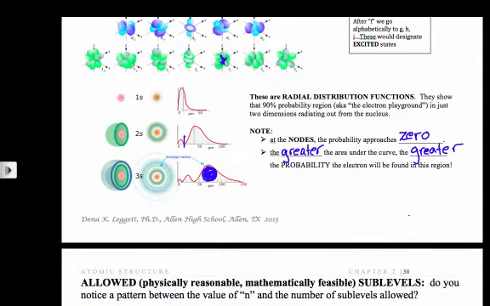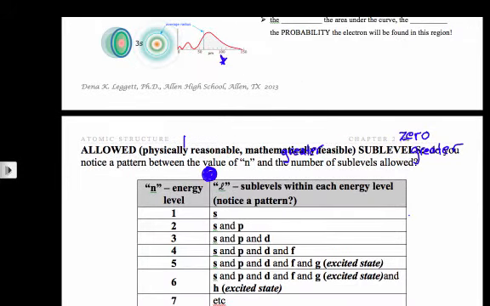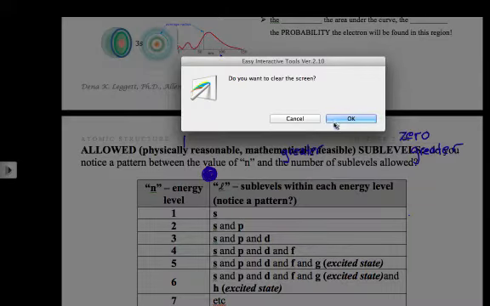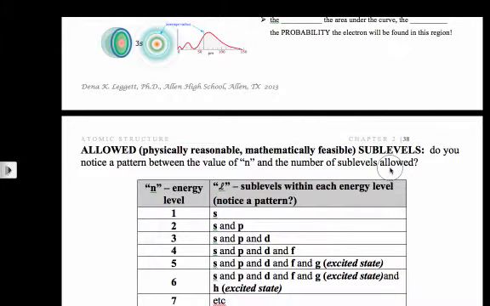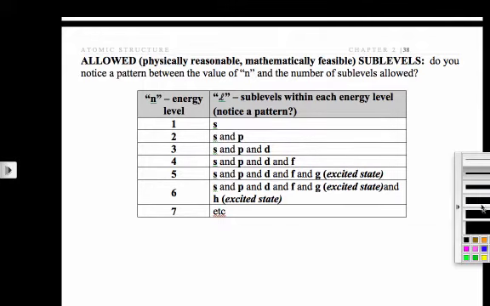Okay, now let's talk about the next quantum number. Before we move on to m sub l, this gives us what sublevels are allowed for each energy level. So they're not all allowed.